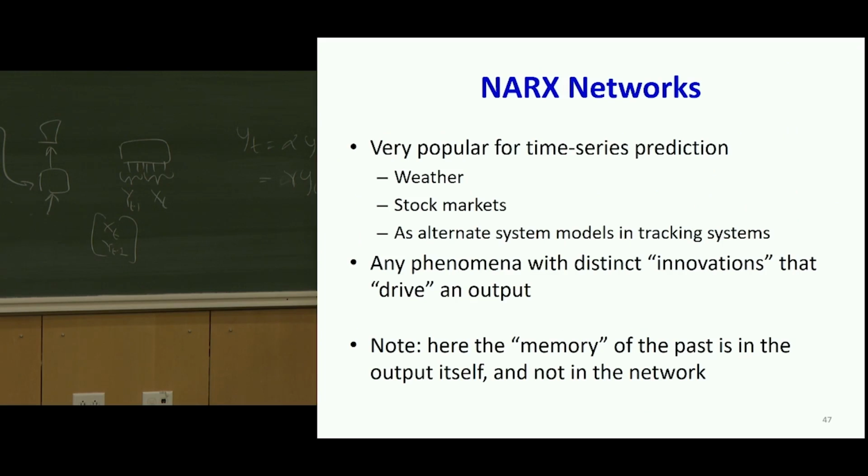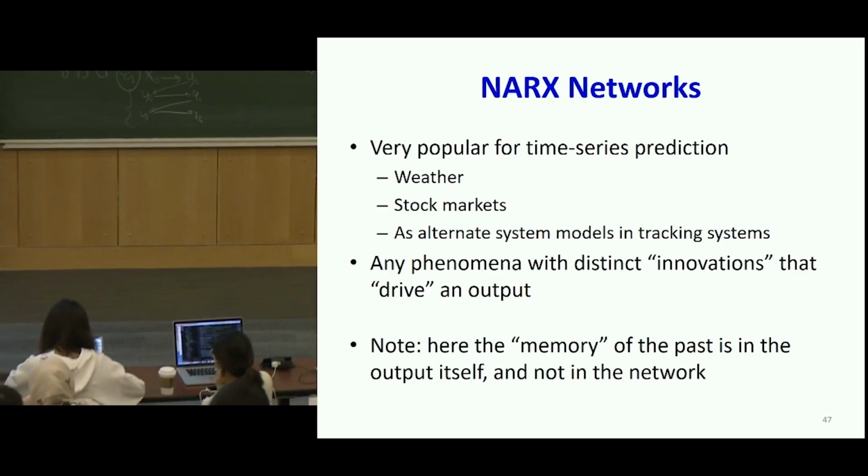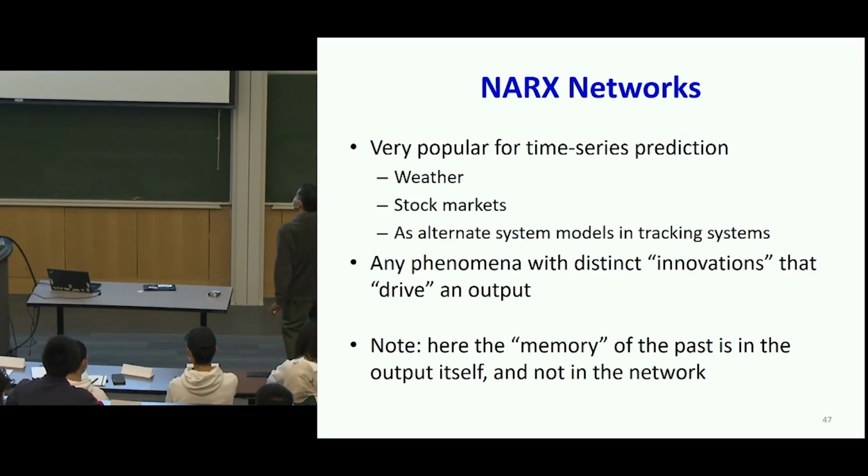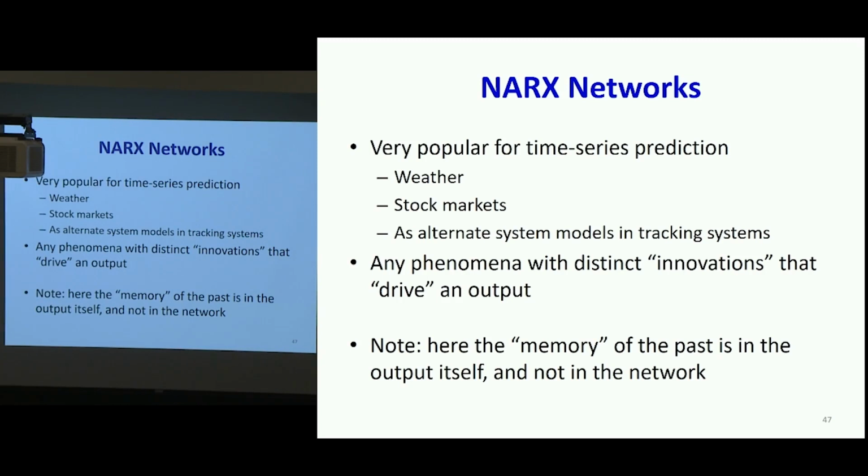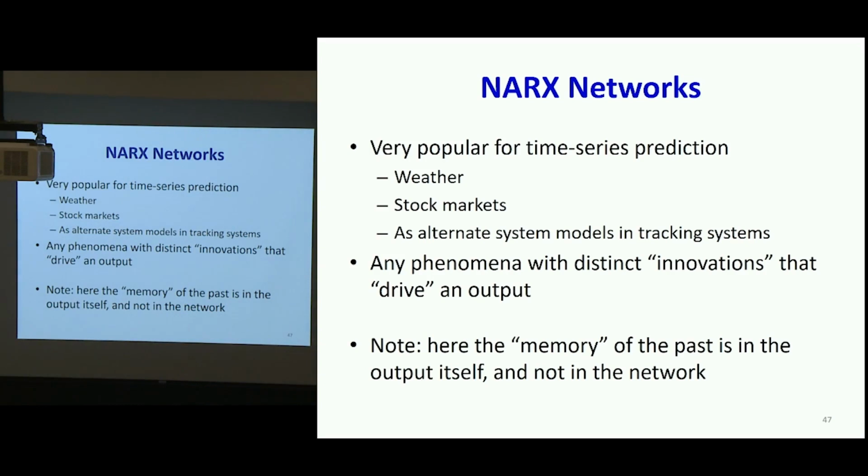Now, these NARX networks were very popular for time series prediction. They were used extensively for things like predicting weather, stock markets, and alternate systems for models and tracking systems. And any phenomenon which had a distinct innovation, an input, that drove an output. So this is just a nonlinear version of your standard autoregressive models, autoregressive moving average models. And so they're pretty popular.